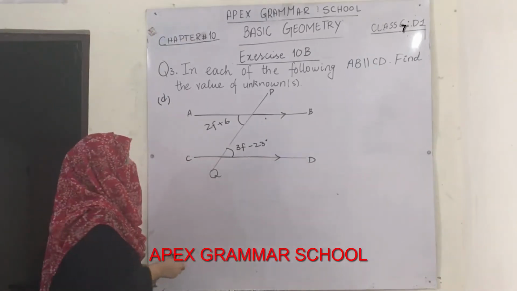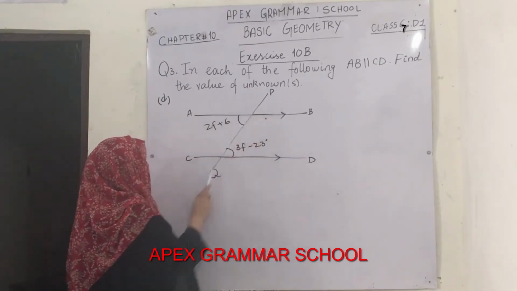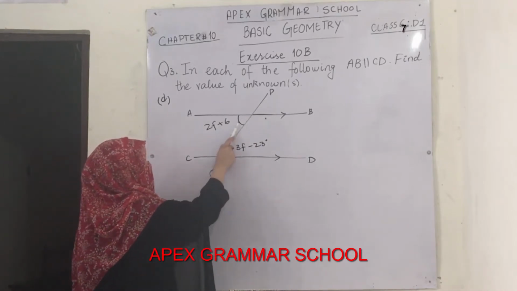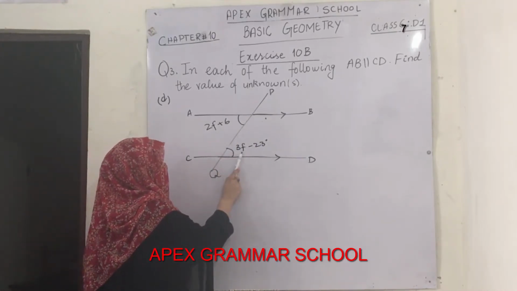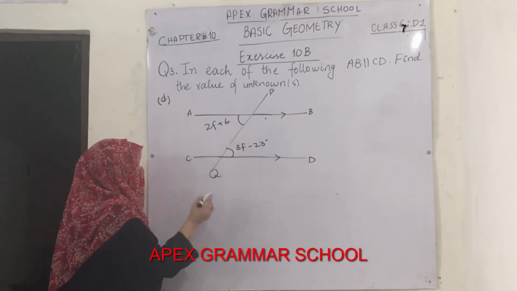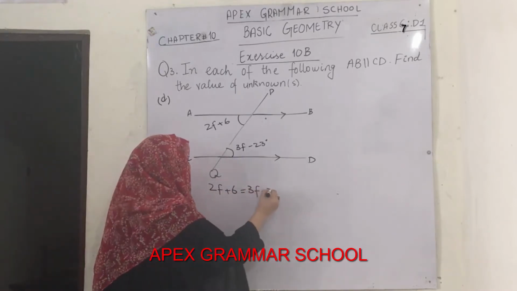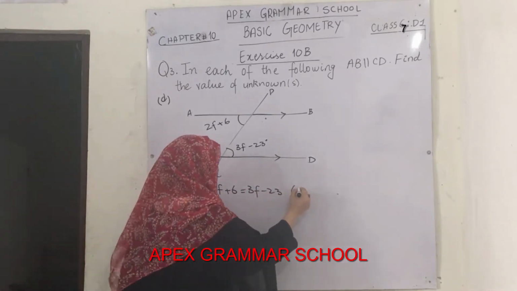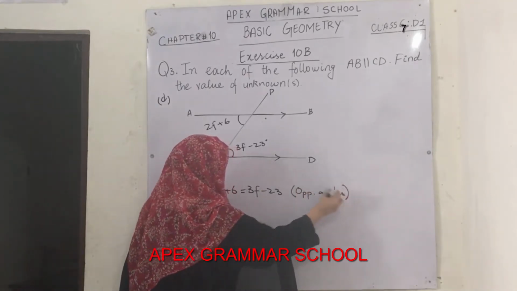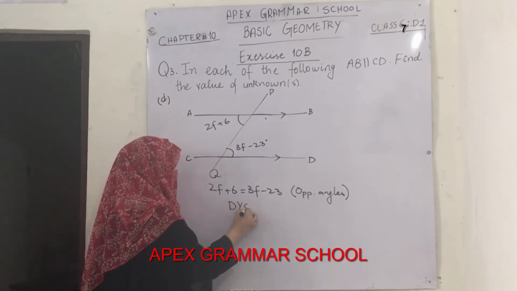Question number 3, D part. In the D part, AB is parallel to CD and there is a transversal line PQ. There is only one unknown, which is F. This angle is 2F plus 6 and the other one is 3F minus 23. You can see that these two are opposite angles, hence they will be equal. 2F plus 6 will be equal to 3F minus 23, opposite angles. And the rest of the question you have to solve by yourself.